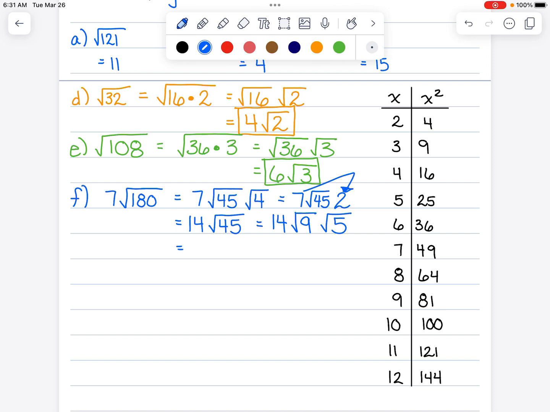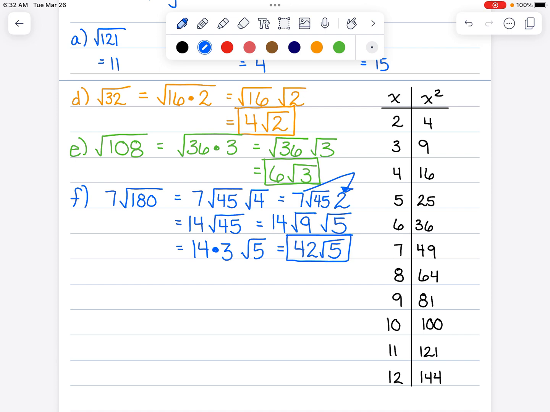And the square root of 9 is 3. So I've got 14, I've got 3, I've got the square root of 5. Remember that it's times between all of these. And 14 times 3 is 42. So if you ever end up where the stuff inside the square root still divides by a perfect square, just do it again. 5 does not divide by a perfect square, therefore this is what I get.